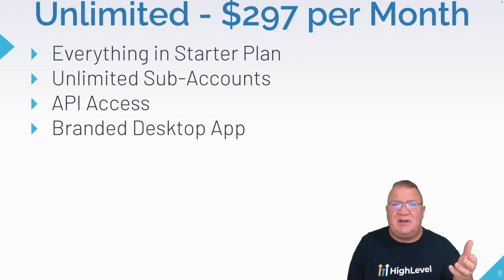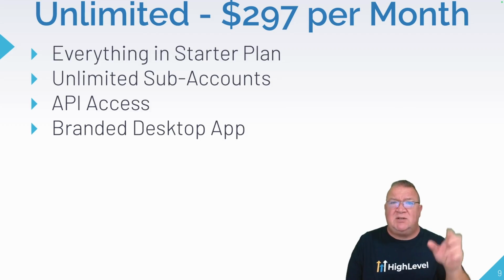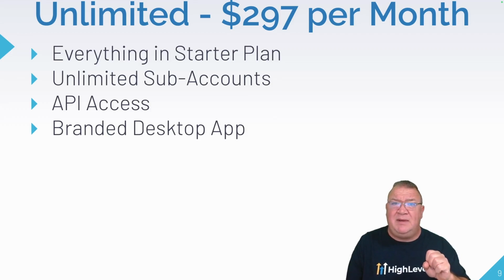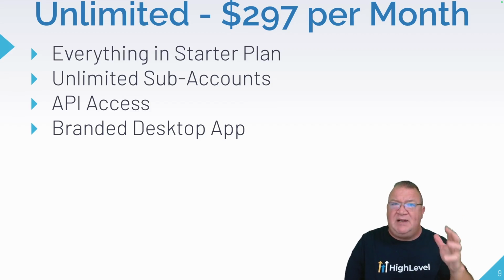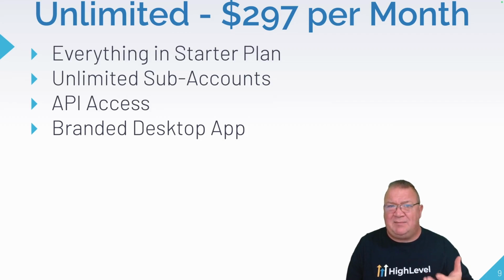Now, if you're on the $97 plan and you log in, your clients will see a little Highlevel logo in the top left corner of that screen. What this means on the branded desktop app is that now you can take the Highlevel icon out and put your own in there. So now you have your own icon in the top left corner and your own URL. It completely looks like your software at this point. That's what they call the branded desktop app. So, great feature for just $297 a month.